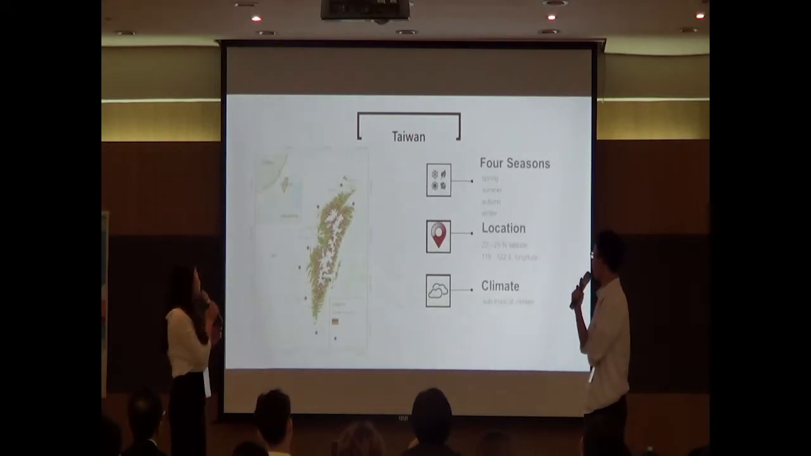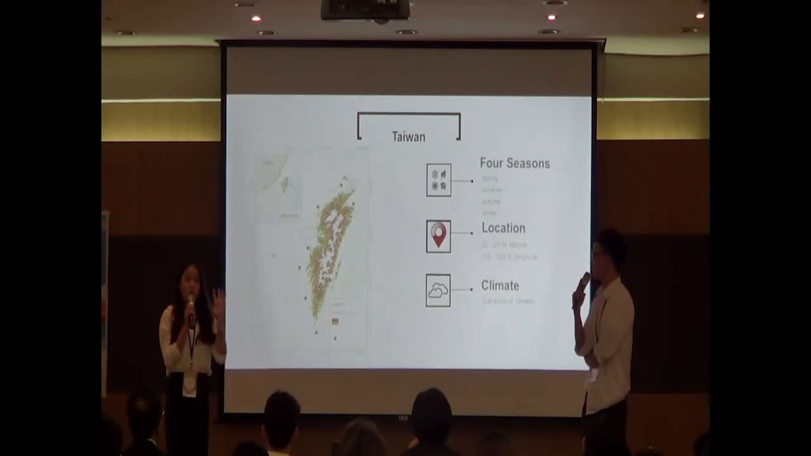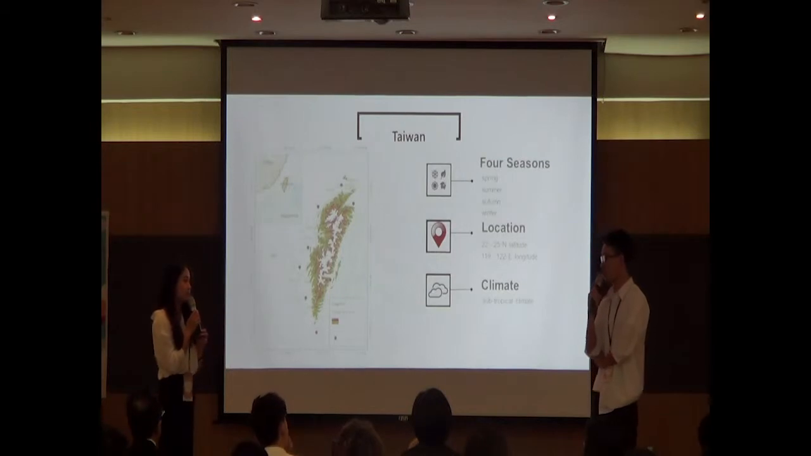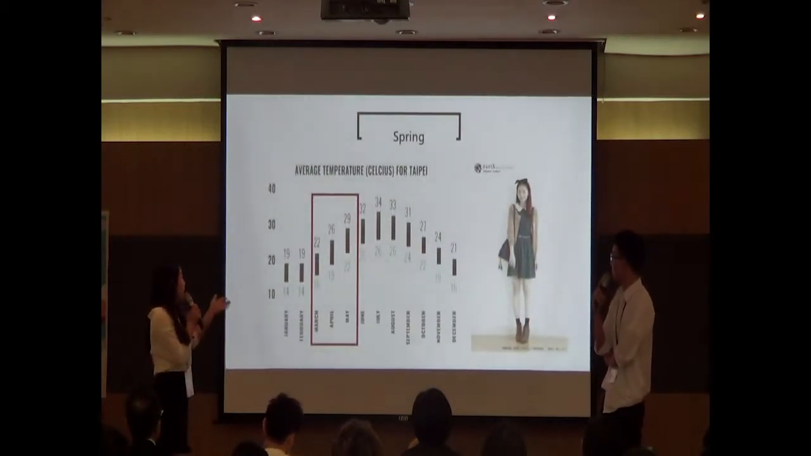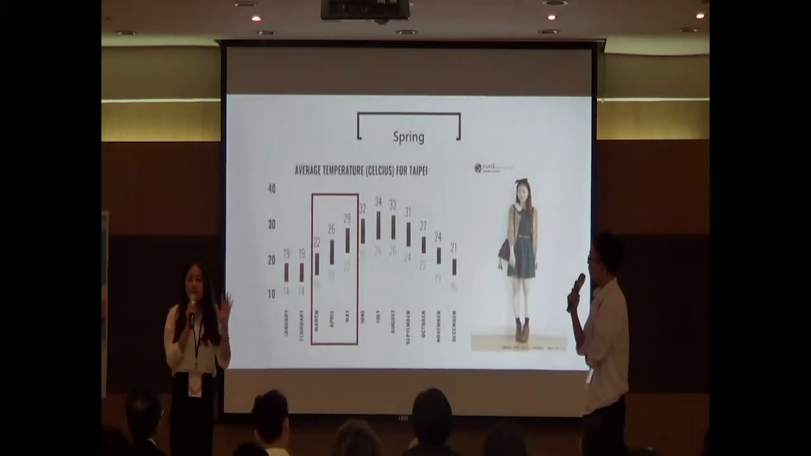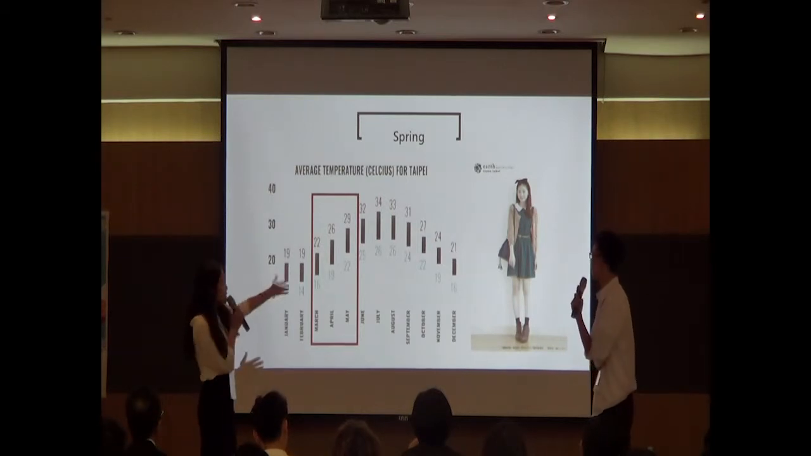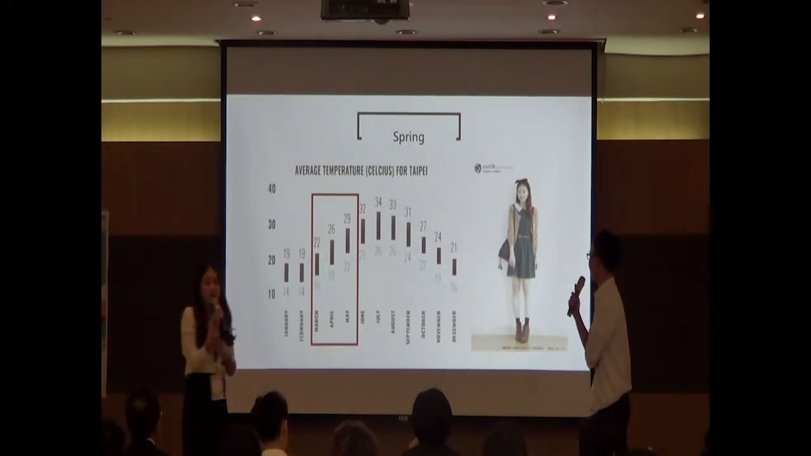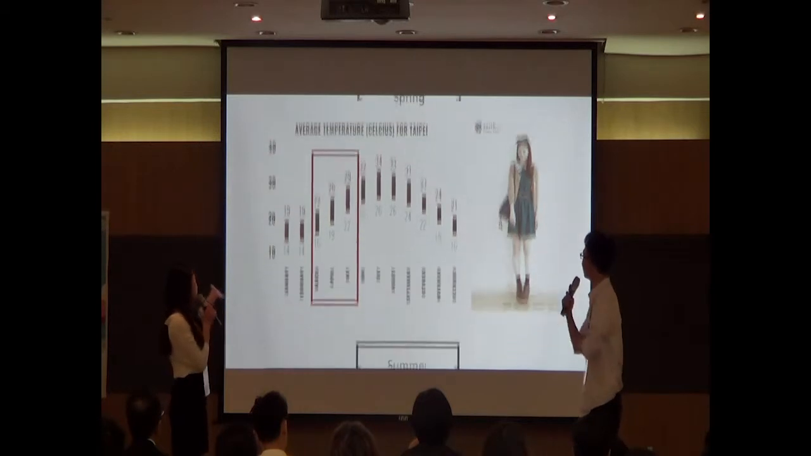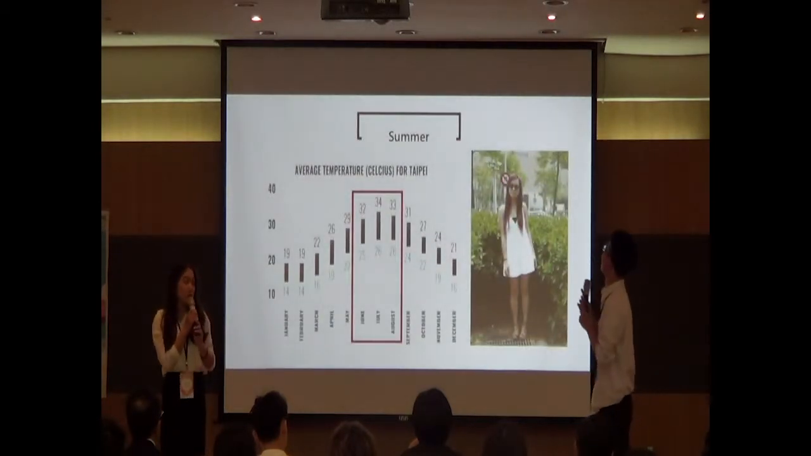Taiwan is situated in subtropical climate zone with 4 seasons. And could you explain more further? Sure, in spring, the average temperature is about 25 degrees Celsius, and we usually wear a light jacket because the weather is still cool. And in summer, it is also hot and humid.